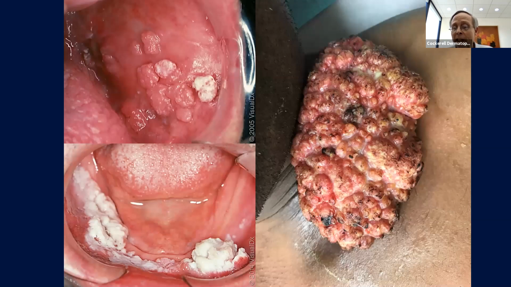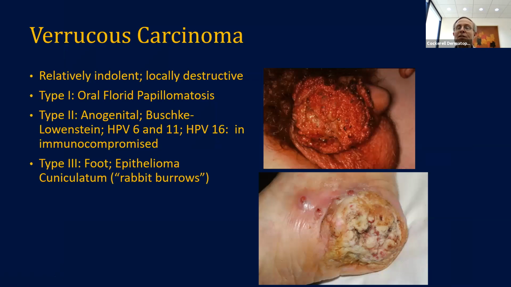And there are several of these that you should know about, obviously. The giant condyloma of Buschke and Lowenstein, which is a genital HPV-induced verrucous carcinoma. There's oral florid papillomatosis that you see here. And then sometimes carcinoma cuniculatum, which is the type we see on the palm and sole. These are all HPV-induced, but they don't really look that atypical. So these are a couple of other examples of this. So just make sure you know these also.